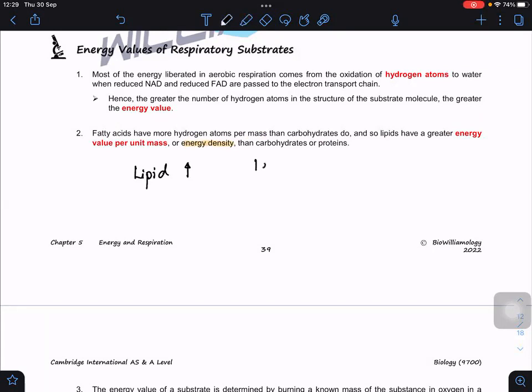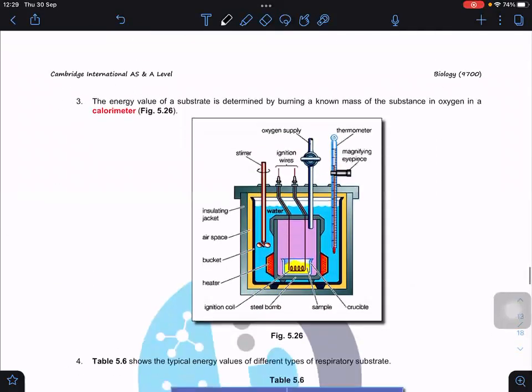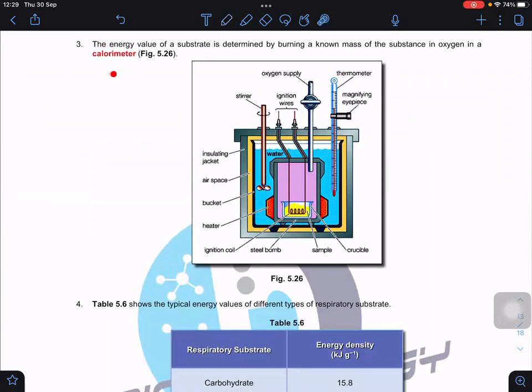So if I have 1 gram of lipids compared to 1 gram of carbohydrates, the energy released by the lipids will be higher. How do we know this? We can use what we call a calorimeter. Be careful: C-A-L-O-R-I-M-E-T-E-R, we measure the calories, not the colour. A colorimeter determines colour intensity. So this one is a calorimeter.